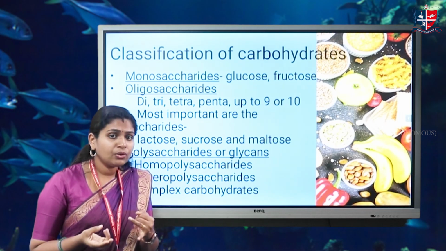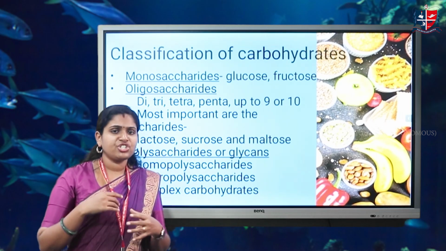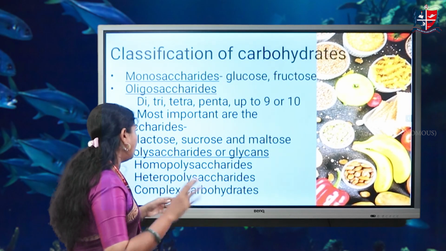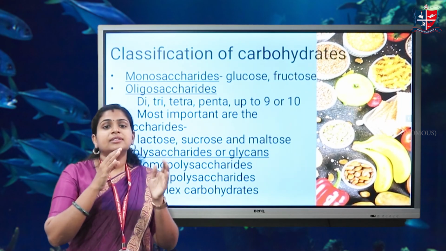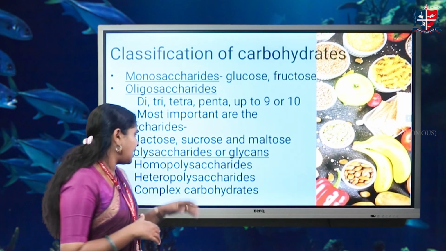If there are 3 molecules of sugar, they are known as trisaccharide. If there are 4 molecules of sugars, they are known as tetrasaccharide. Up to octa, that is 9 molecules, it goes on. And the last class is known as polysaccharide. The number of sugars greater than 10, up to infinity, are known as polysaccharides.